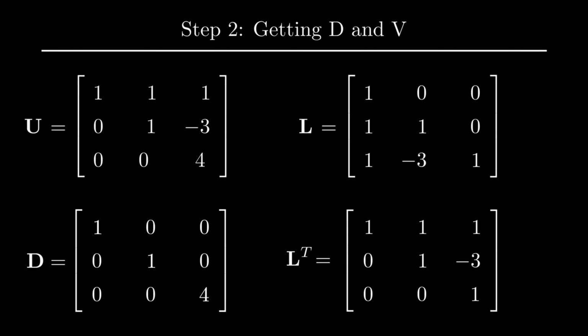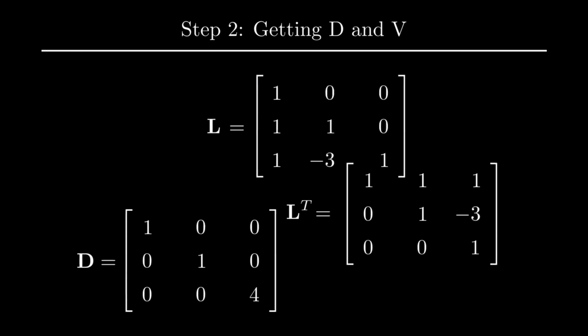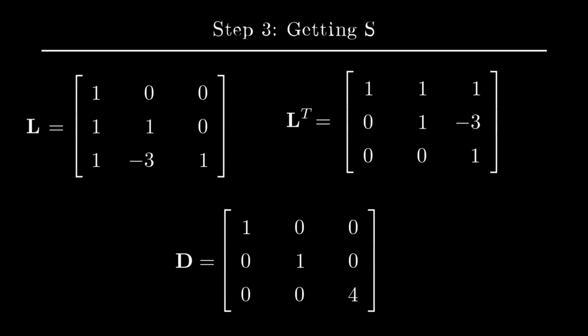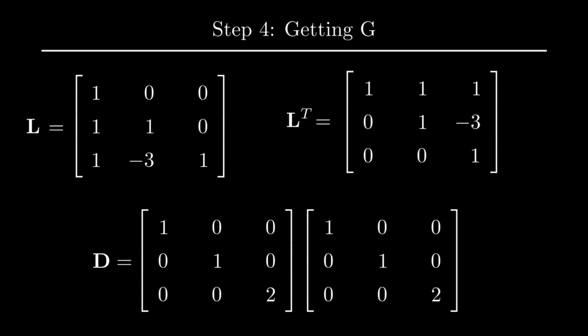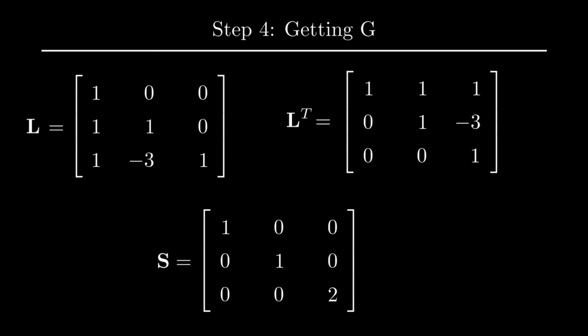Now all we need to do is break down D into two matrices, namely S. We do this by simply taking the square root of each of the diagonal entries to get the diagonal matrix 1, 1, 2. You can verify pretty easily that this is a valid way to break down the diagonal matrix simply by multiplying them, and you'll see that you get back your original D matrix.